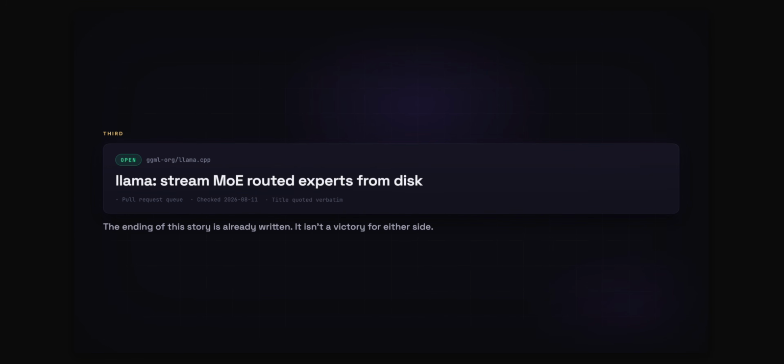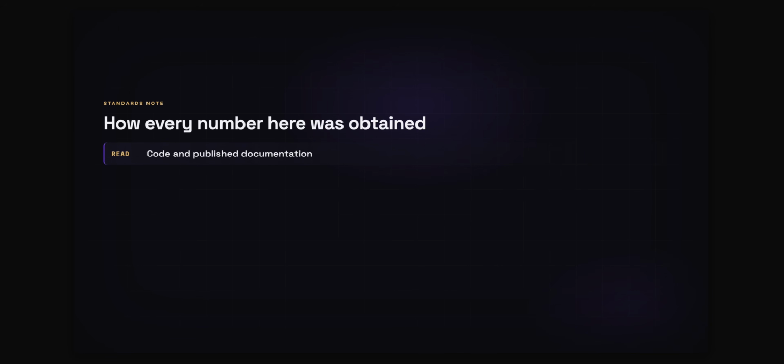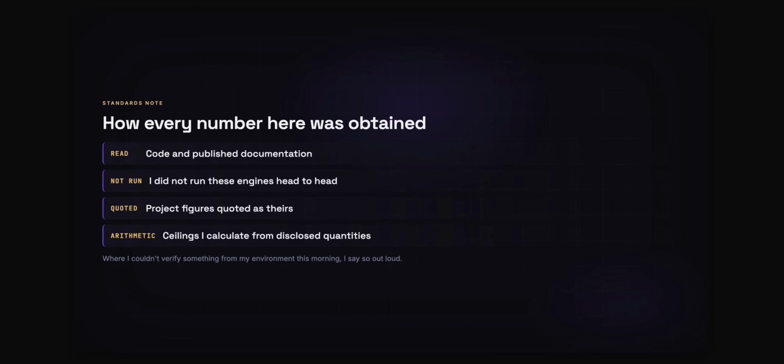And third, the ending of this story is already written, and it's not a victory for either side. It's sitting in the llama.cpp pull request queue right now, with a title I'll read you verbatim, because it gives the whole game away. Standards note, and today it matters more than usual.